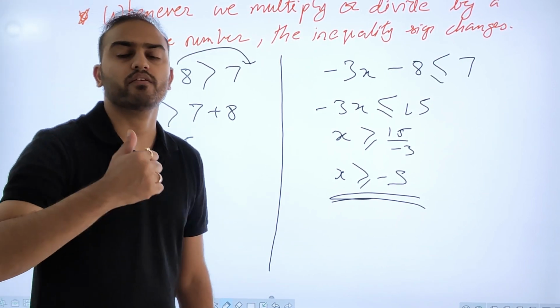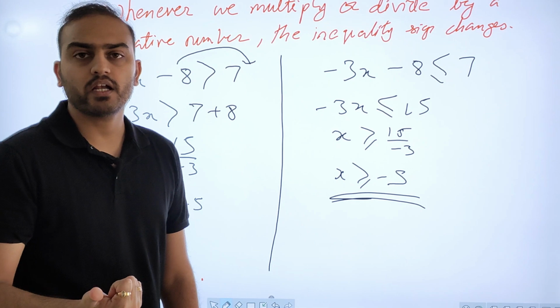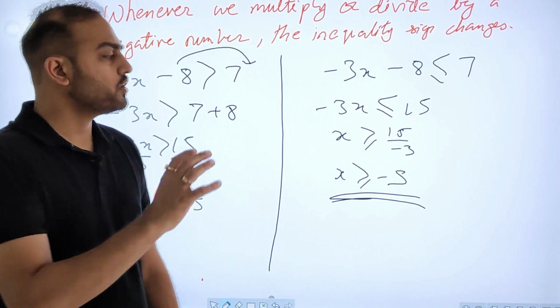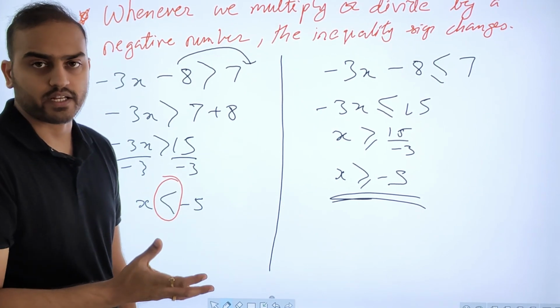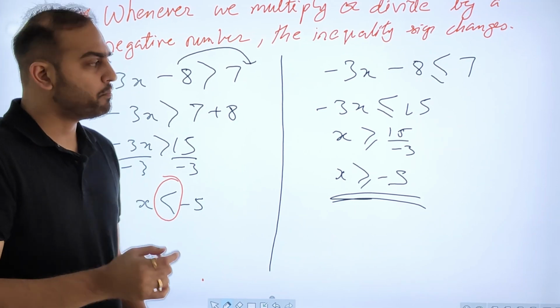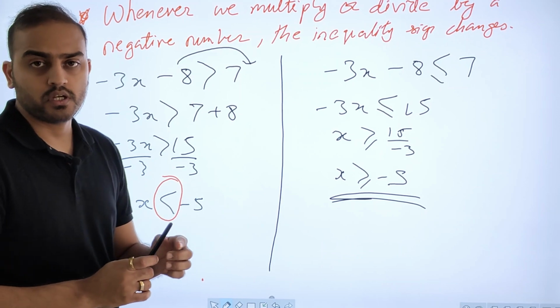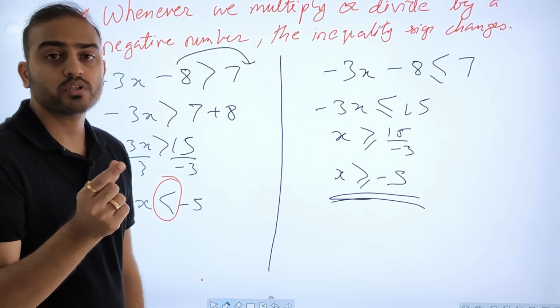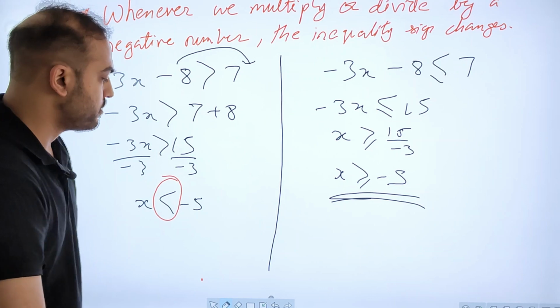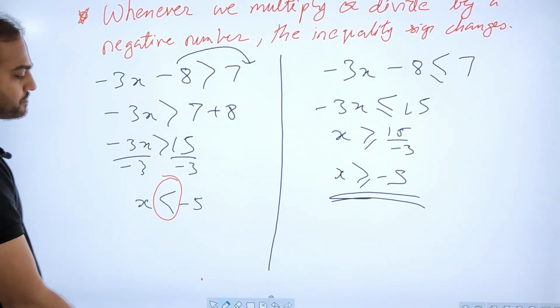The point being, whenever you multiply or divide by a negative number, you have to change the inequality sign. Why does that happen? Because for negative numbers, the relationship is reversed. The smaller the absolute value, the greater the number. If you understand that concept, then let's learn the concept of multiple inequalities.